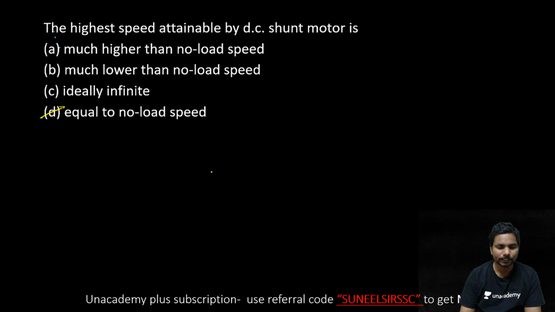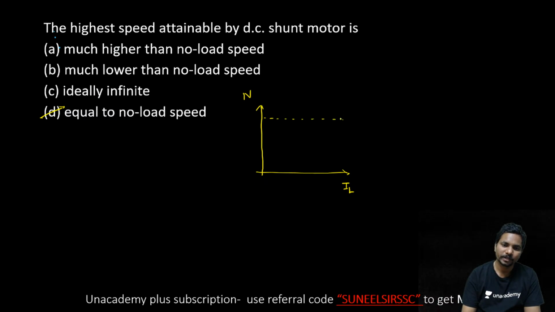Coming to the characteristics of this shunt motor, the speed with load characteristics. Here, what is happening? At no load we have a very high speed. As the load increases, we get a drop, and the drop increases. Due to the drop, the speed falls.